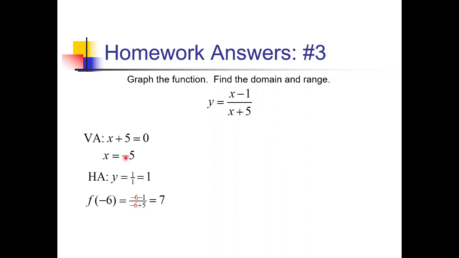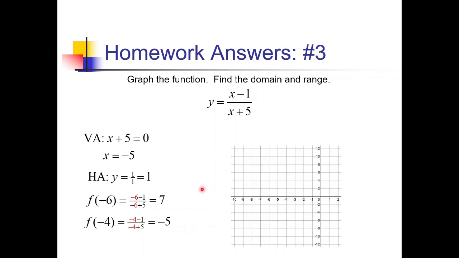And now let me go 1 to the right of this negative 5, so plug in negative 4. That gives me negative 5 over 1, so negative 5. Graphing all this out, we have our x equals negative 5 vertical asymptote right here, and horizontal asymptote at y equals 1, which is about here.